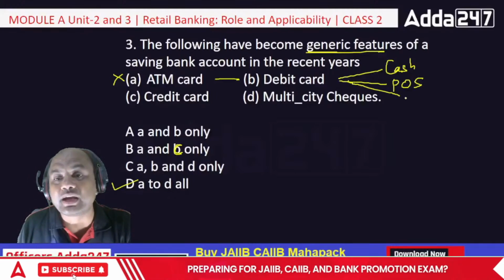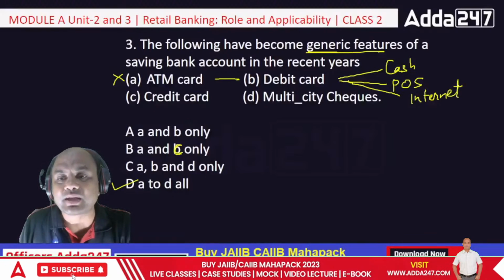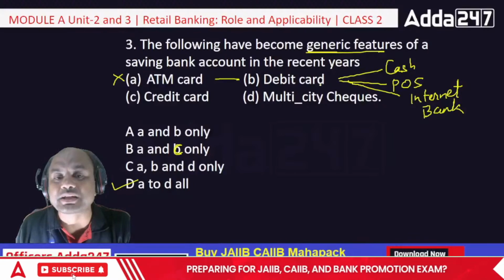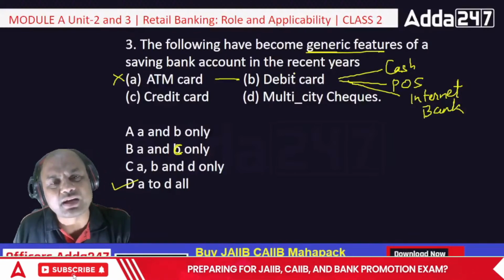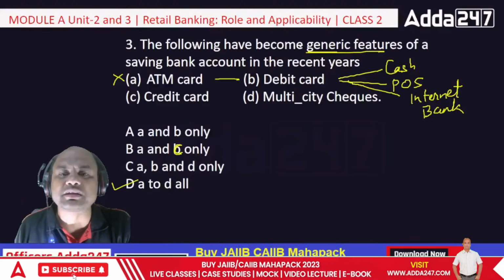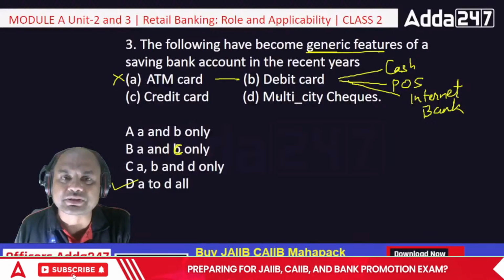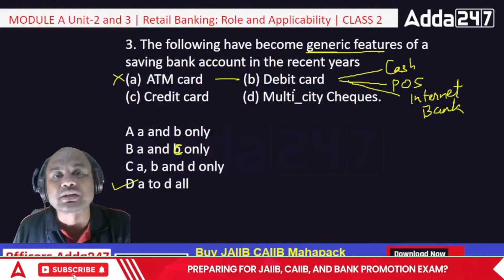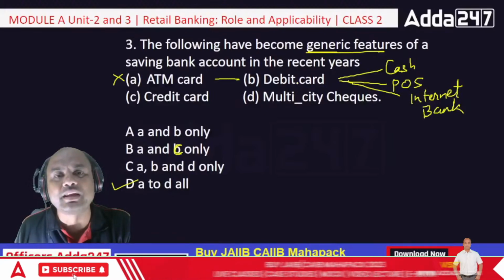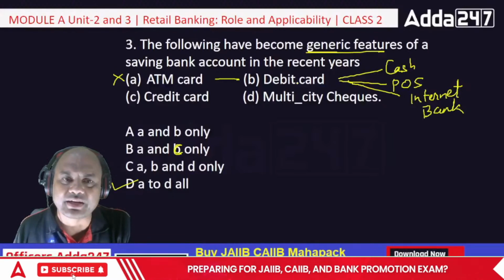I can use it for internet banking. So that's an upgradation, but that upgradation came almost 10-15 years back. So everything is a generic feature now. Multi-city cheque. Now who uses cheques basically? How many of your customers use cheques? Very few, because everyone uses UPI, NEFT, RTGS. UPI is the best thing up to certain limits, right?